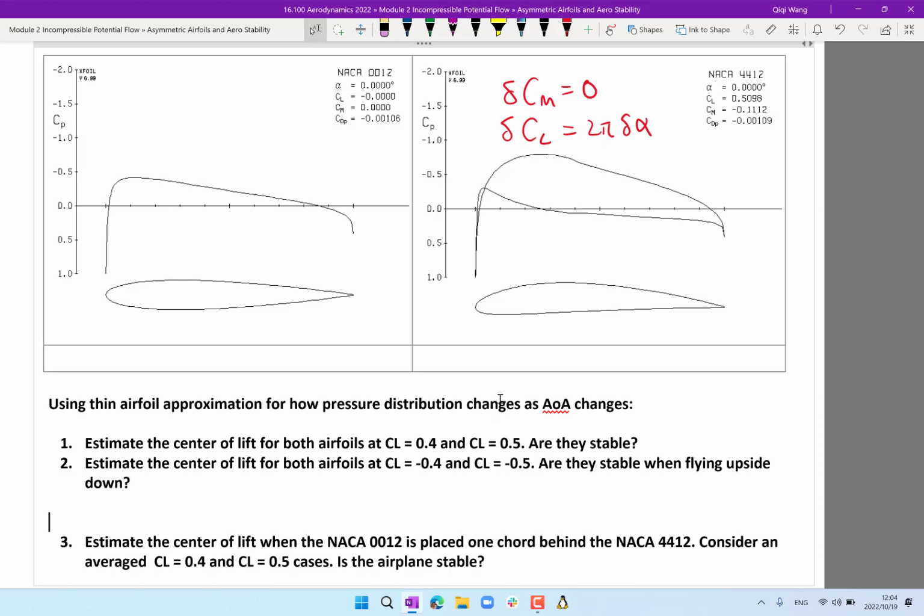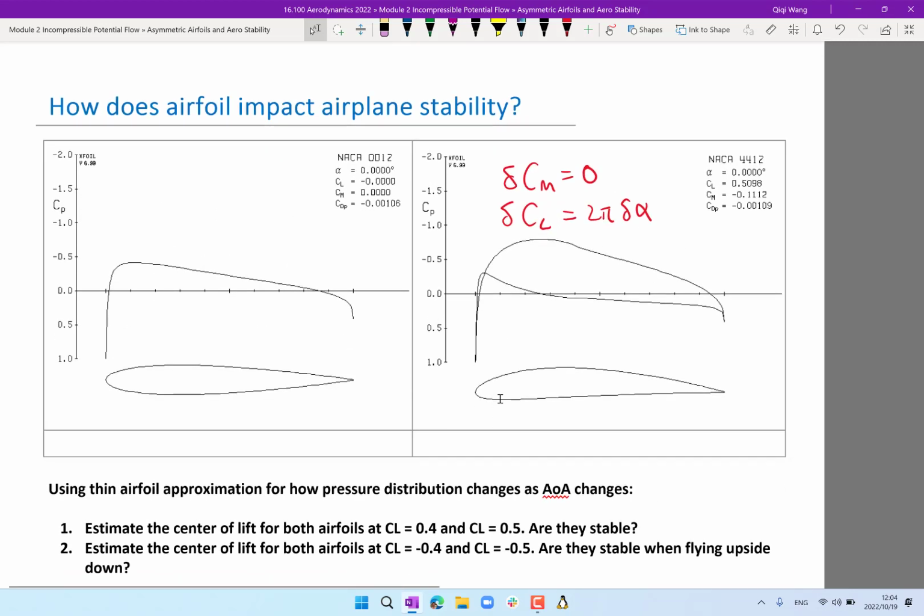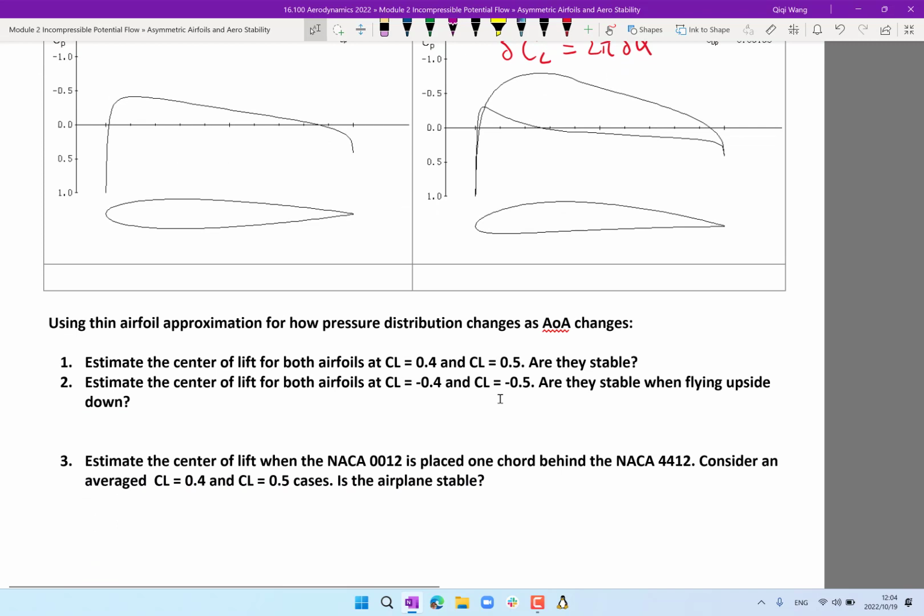First the question, I think everybody got it. The NACA 0012 is neutrally stable, and the 4412 is unstable. Everybody got it? And for the second question, it doesn't make any difference for the symmetric airfoil to fly upside down or not. So it's still neutrally stable, and the 4412 now is stable.